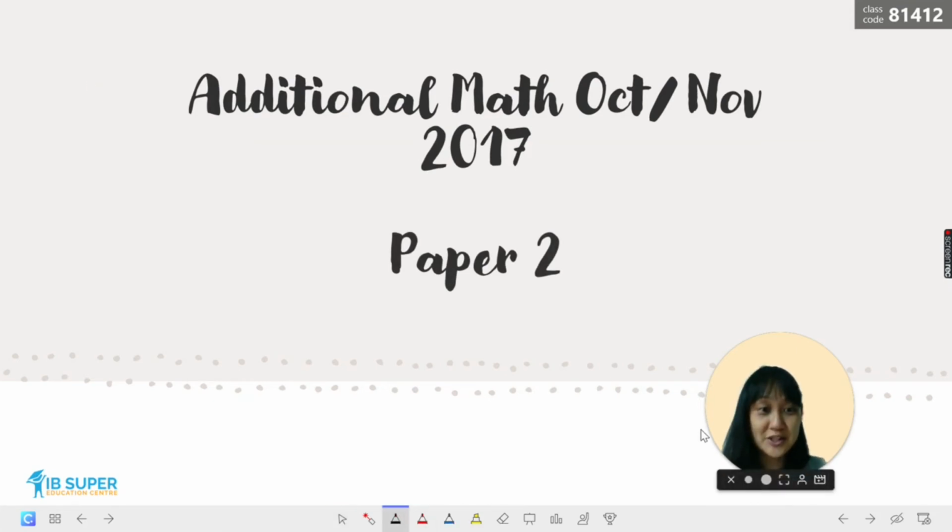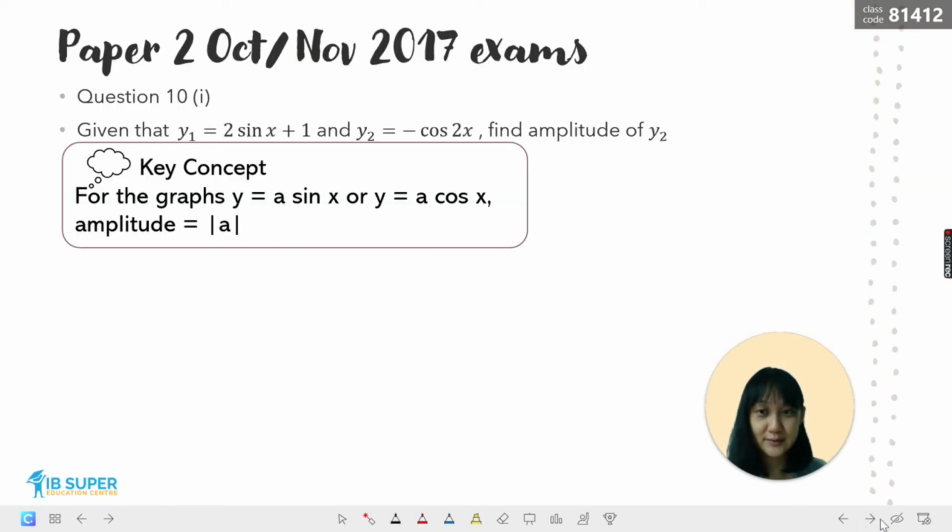Let's move on to questions in paper 2. What are the key things you should look out for? In paper 2 for November 2017 exams, there was one particular question, question 10 part 1, which a lot of students have found difficult. You're given y1 equals 2 sine x plus 1 and y2 equals minus cos 2x. Find the amplitude of y2. Many students did not know what amplitude is.